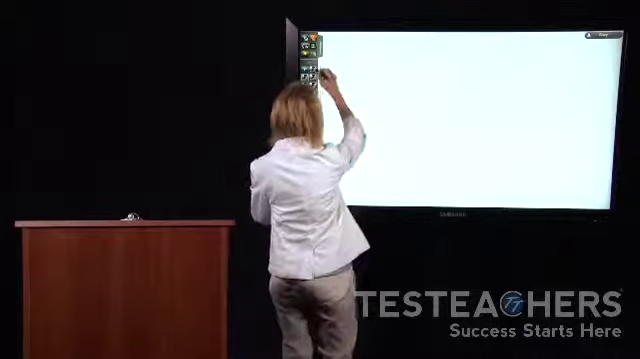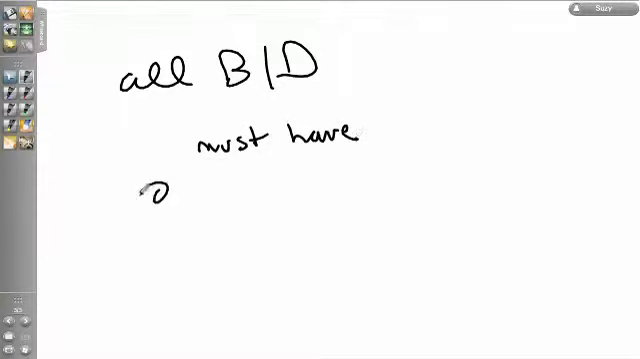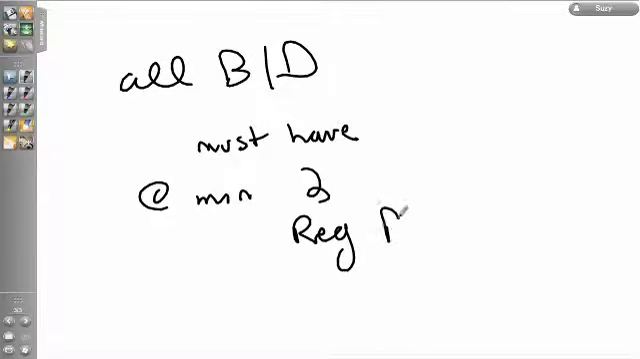NASD and FINRA rules require that all member firms, with the exception of sole proprietorships, have at least 2 officers or partners who are registered as principals. So all broker-dealers must have at minimum 2 principals. Must have at minimum 2 registered principals, unless the firm is a sole proprietor, and then of course they would only have to have 1. But most broker-dealers are not sole proprietorships.